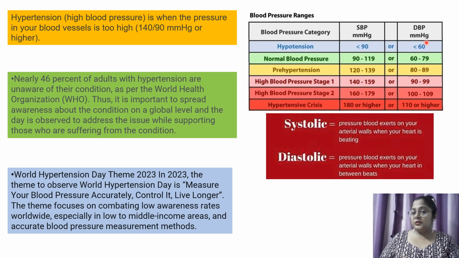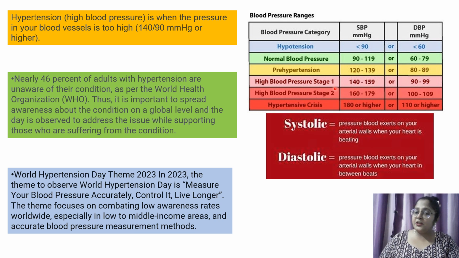Hypertension is classified into several conditions, like pre-hypertension. When your systolic blood pressure is between 120 to 139 mmHg and the diastolic is between 80 to 89 mmHg, then the condition is known as pre-hypertension. This is the condition where you need to understand that you are moving forward to hypertension and you need to control your diet and your lifestyle as well.